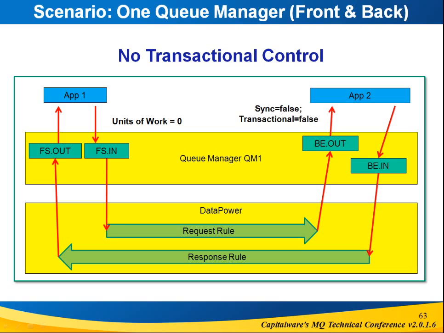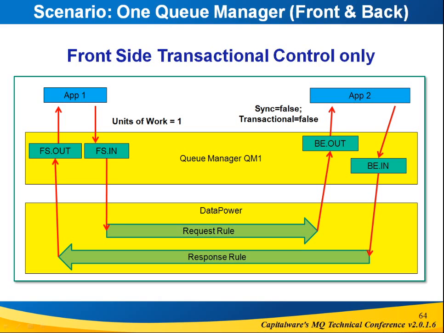Gets put onto be.out, immediately available, no transactional control. App2 picks it up, processes it, puts it onto be.in. The back end picks up the response from be.in, immediately deleted from be.in, no rollback capability, gets handed all the way back to the front side handler and put back onto fs.out, immediately available, no commit necessary. So that's the simplest way of doing this, and it requires that DataPower have absolute control over the message, and it controls the fate of the message, it controls the integrity of the message.